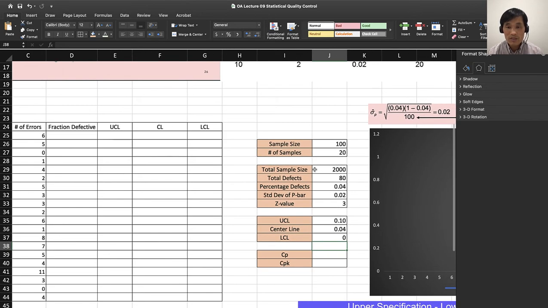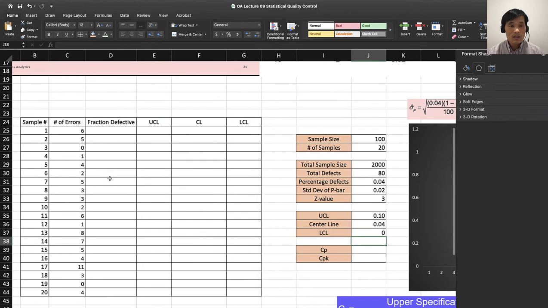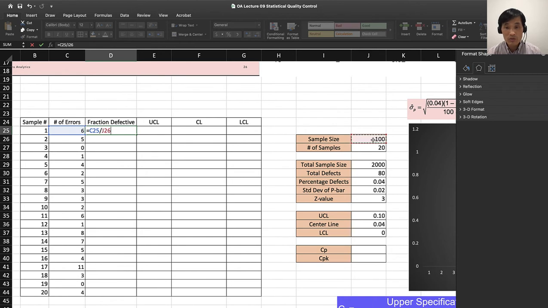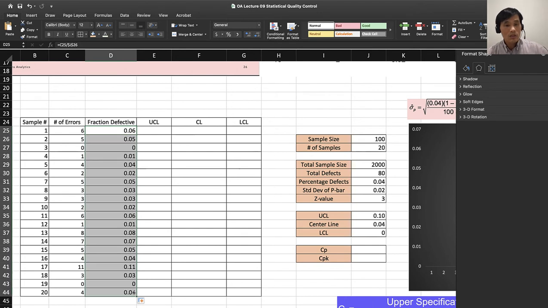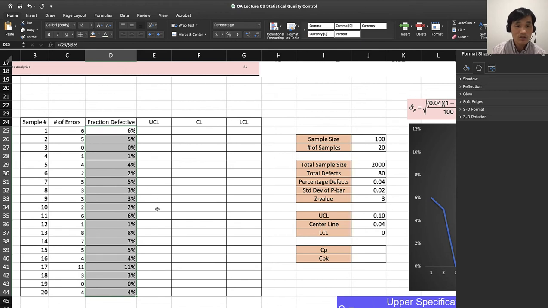So we find these values. Then we can calculate this fraction defective, 6 divided by 100, and I want to use absolute reference. So I'm adding a dollar sign there, J and a dollar sign over there. So I'm using this absolute reference, and then scrolling down, and I copy the formula. So the percentage is there, and you can add percentage and increase one decimal place. So you have that.